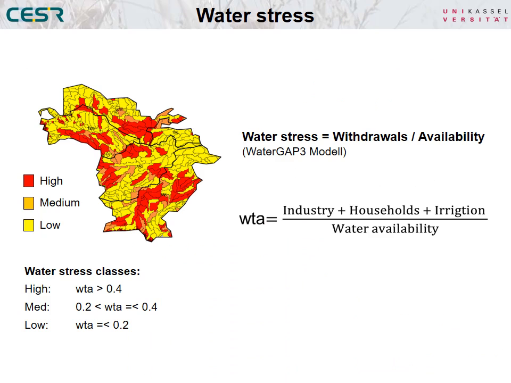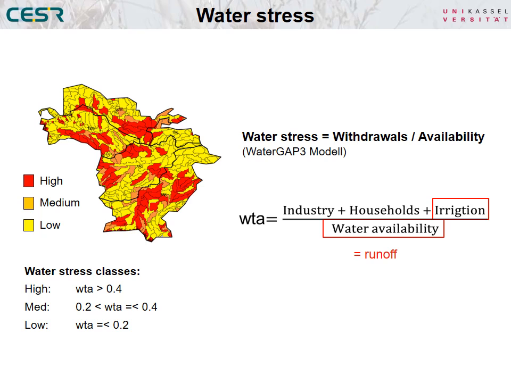Water stress calculations are also done with WaterGAP 3. Water stress is calculated on basin level, and as an indicator for water stress we use the WTA, the withdrawals to availability ratio. This means we divide water withdrawals by industries, households and irrigation by water availability. And this is basically the runoff that is calculated from the hydrological part of the WaterGAP model.